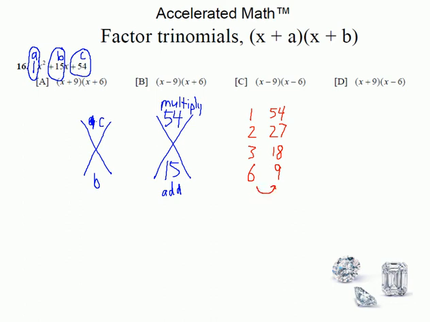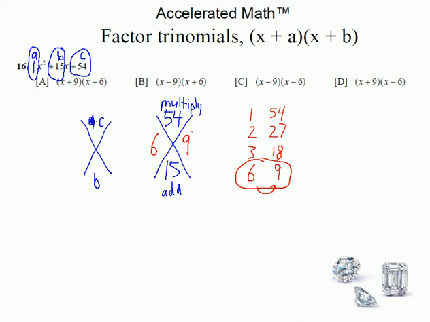I want you to notice that once we get to a number that we've already used on this side, we can stop. Okay, and so I've listed all the factors. Now we're just looking at these. They all multiply to give 54, but which of these sets adds to give 15? And here it is right here, 6 and 9, because those add to give 15. So it has to meet both conditions.